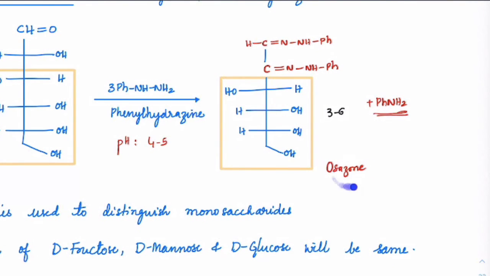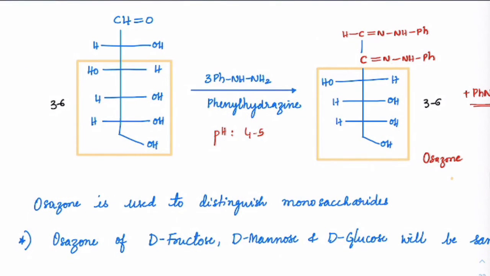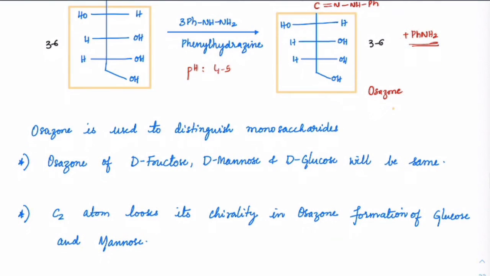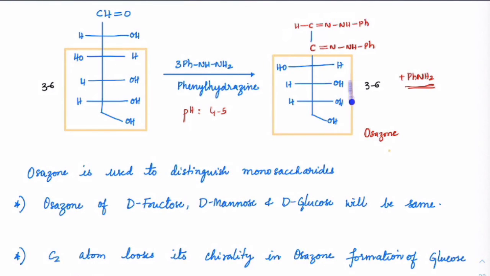So this osazone formation really helps us understand the difference between different monosaccharides. First of all, the osazone reaction cannot differentiate D-fructose, D-mannose and D-glucose. All of them will give the same osazone. This compound name is osazone, sugar osazone. So this is the osazone for D-fructose, D-mannose, D-glucose. All of them will be the same. This is the first thing you've got to remember.